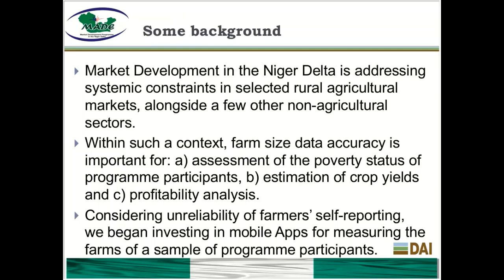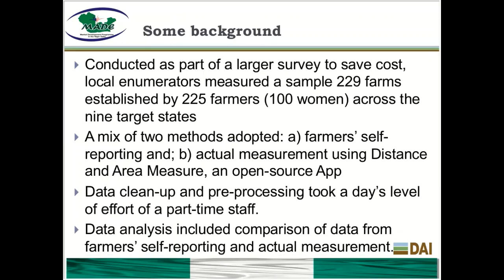So we wanted to test that assumption, and we took a sample of some farmers, up to 229 farms established by 225 farmers, and we used a mix of approaches. We listened to the farmers, asked them to estimate how large their farms are, and then we did actual measurement using Distance and Area Measure. It's an open source app, and we cleaned up the data.